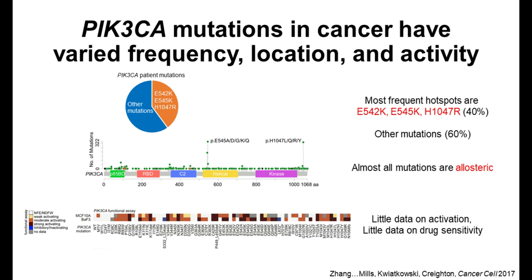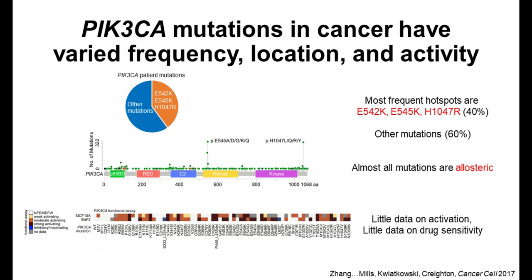Now, what makes these mutations rather complicated to study is that there are a lot of them. They're located all throughout the gene, and they have varying levels of activity. Shown in the pie chart, you can see that the most frequent so-called hotspot mutations, that is, mutations that are very frequent, are found at E542K, E545K, and H1047R.